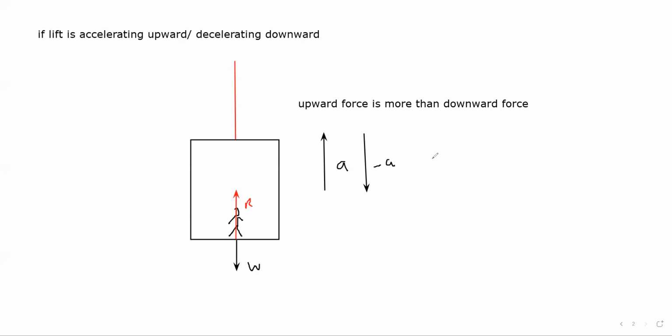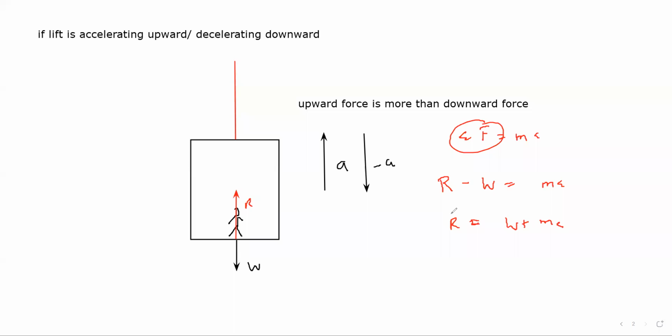So let me represent this statement in terms of equations. As we know, Newton's second law, F is equal to ma. Basically, what is this F? This F is the resultant force. So what is the resultant force according to the person inside the lift? The acceleration of the person will be the same as the acceleration of the lift. So R minus W is equal to ma, or you can say R is equal to W plus ma, or ma plus W. It's the same thing. So you will find the normal contact force increases.